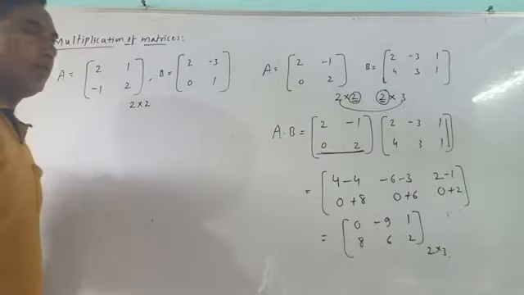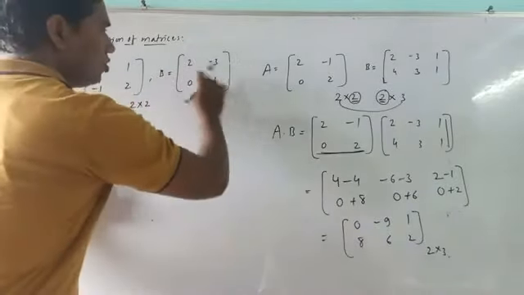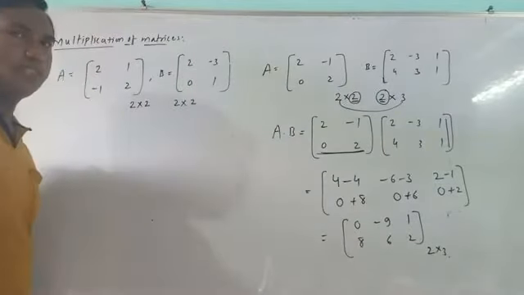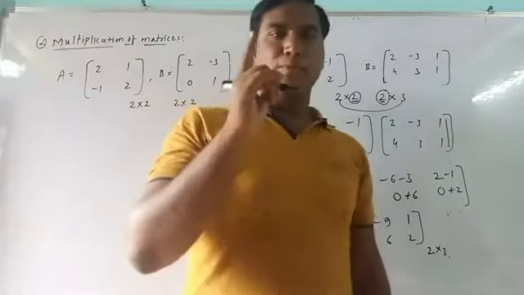Okay. Now, what is the order of the second matrix? It is the same, as there are 2 rows and 2 columns present. So we can say that here it is 2 by 2. It is of the same order. Now, what is the second step?